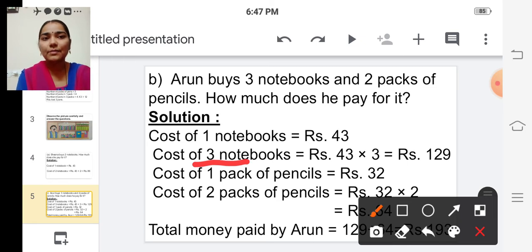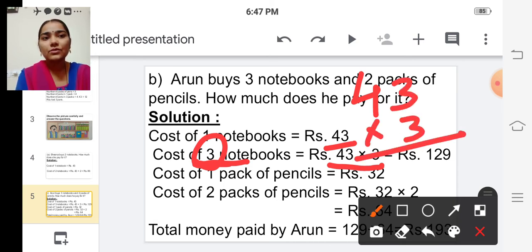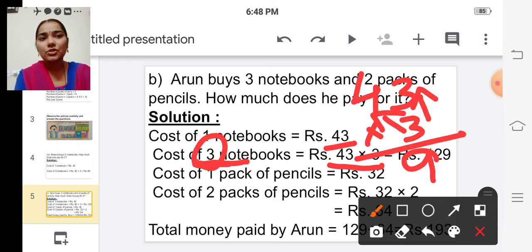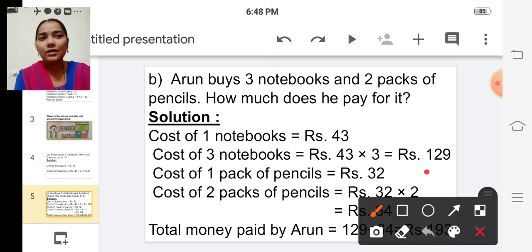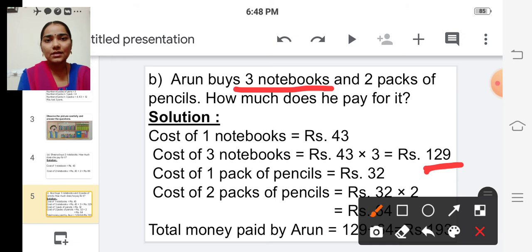For that, we have to multiply this 43 into 3. So start from the right side. Multiply 3 into 3. 3 3s are 9. And then 3 into 4. 3 4s are 12, isn't it? So cost of 3 notebooks is rupees 129. Cost of 3 notebooks we have found out, isn't it?